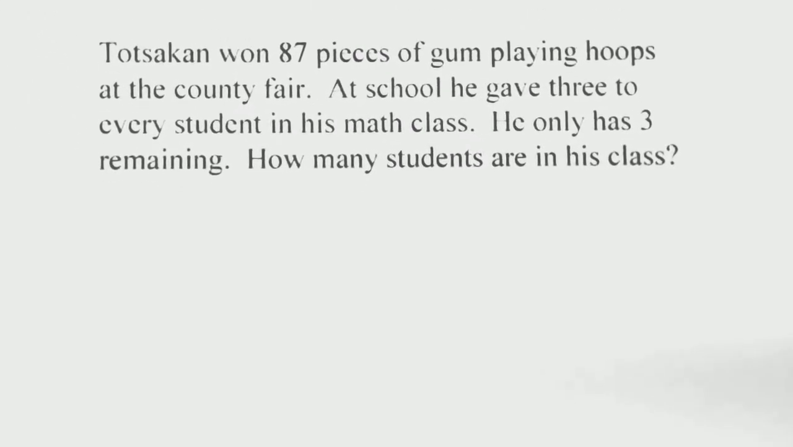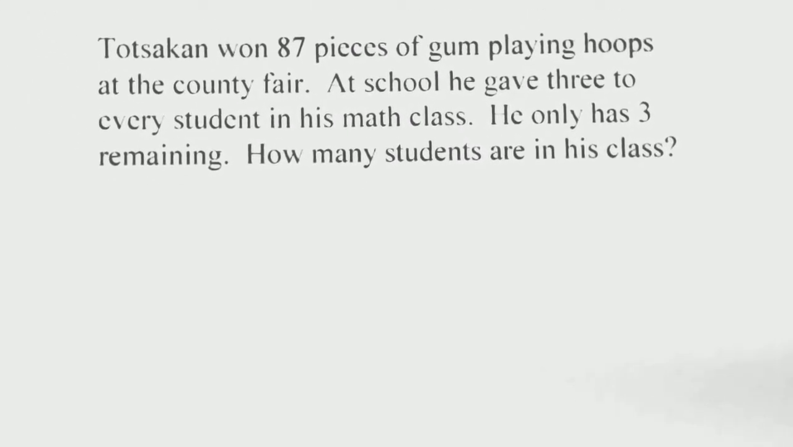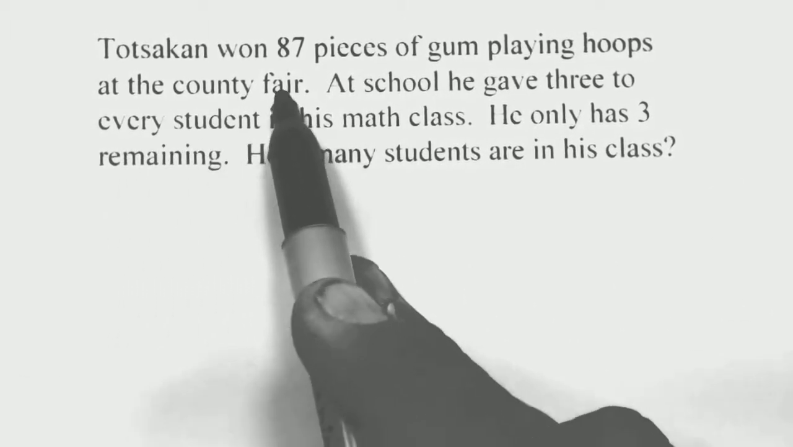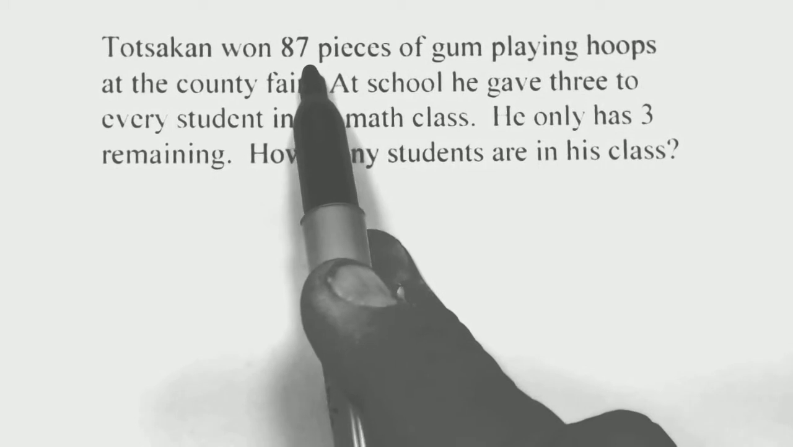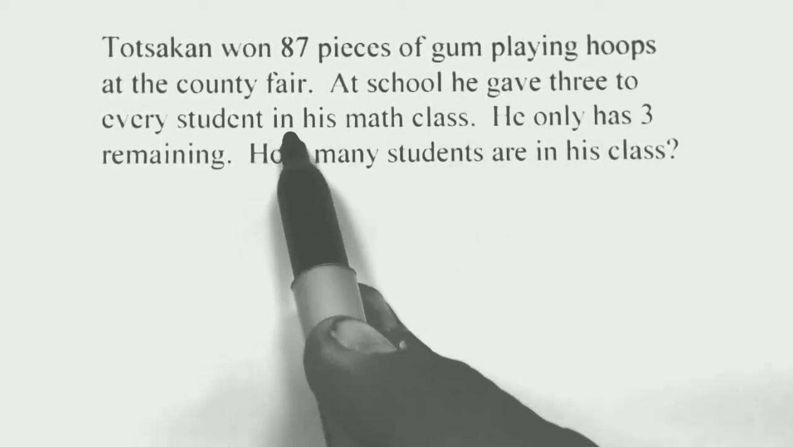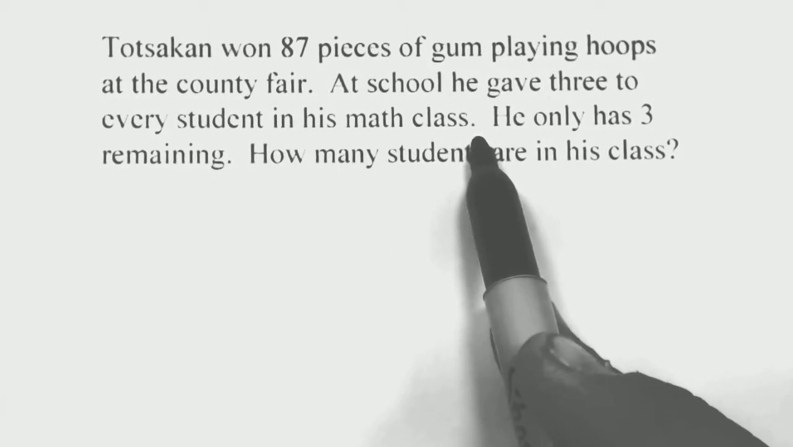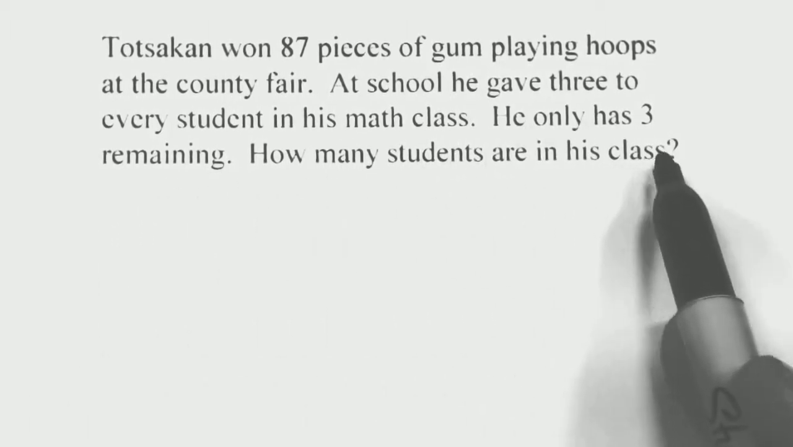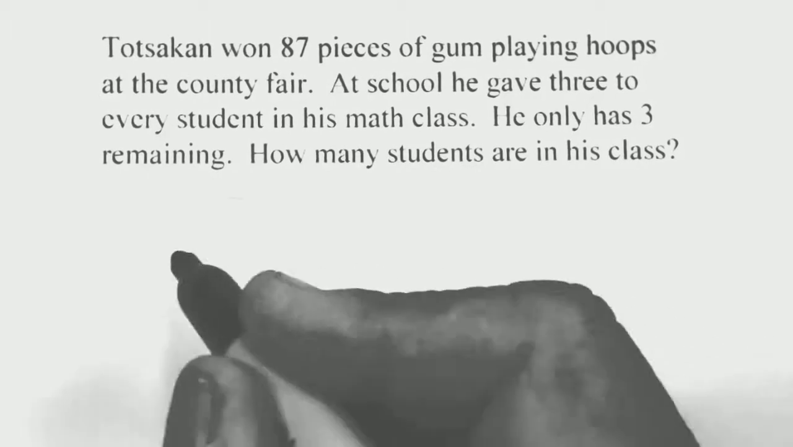Okay, let's see, what do we got here? Toscan won 87 pieces of gum playing hoops at the county fair. Okay, so he started out with 87 pieces of gum. At school, he gave 3 to every student in his math class. He only has 3 remaining. How many students were in his math class?